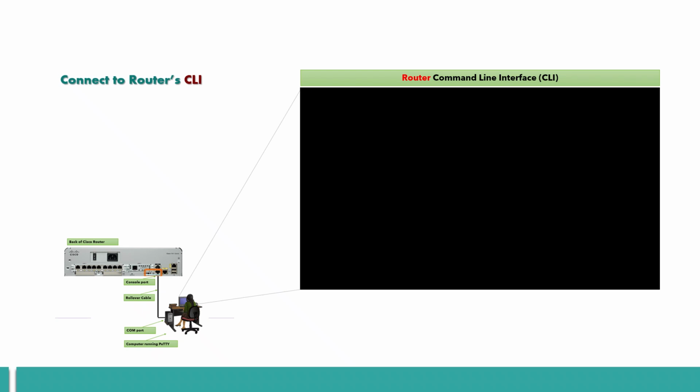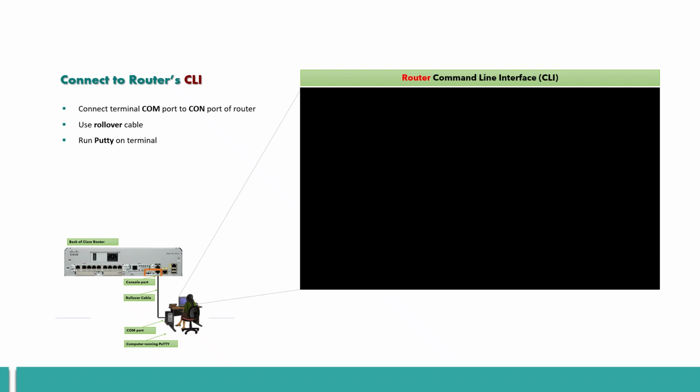In order to connect to the command line interface of a Cisco router, you need to connect the serial port of a terminal PC to the console port of the router using a rollover cable. The terminal PC must be running software such as PuTTY.